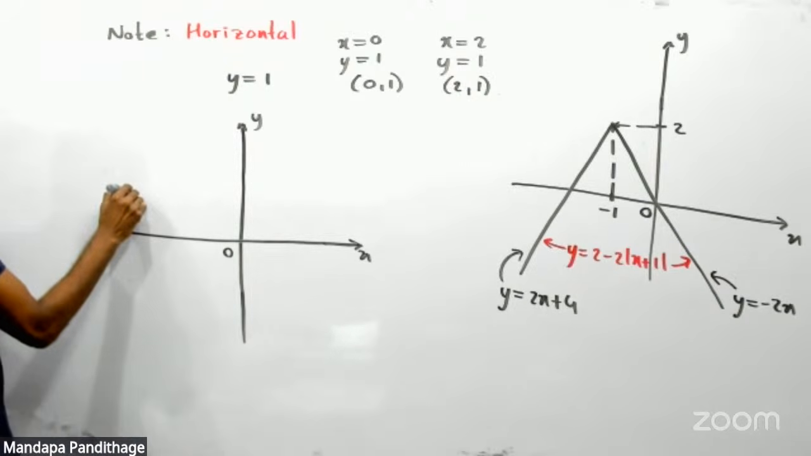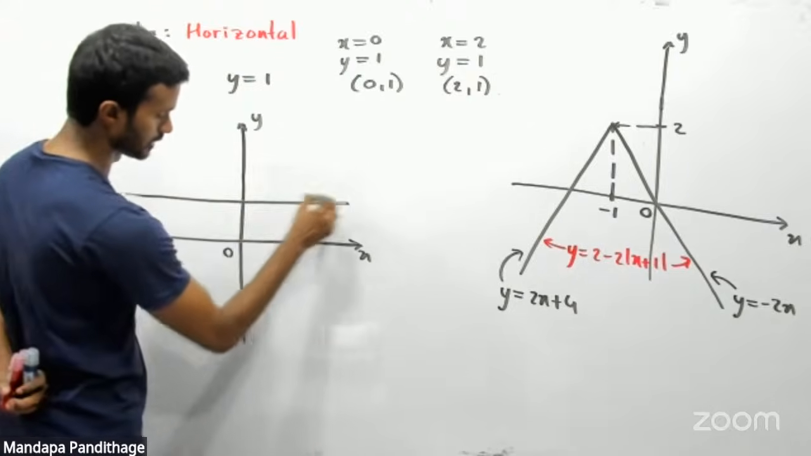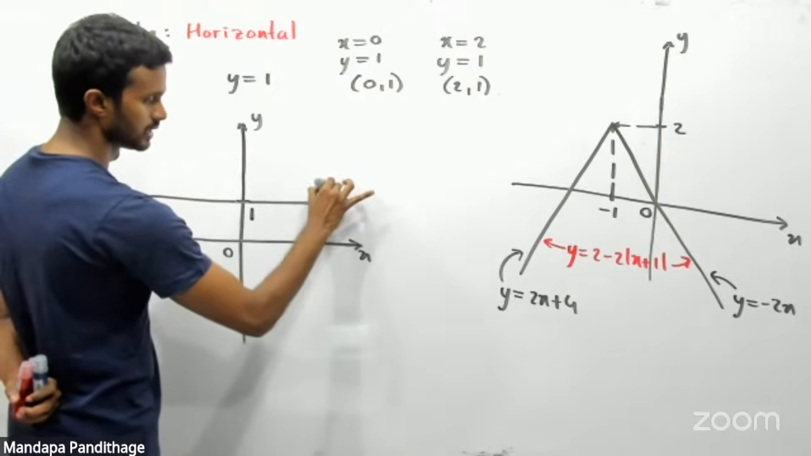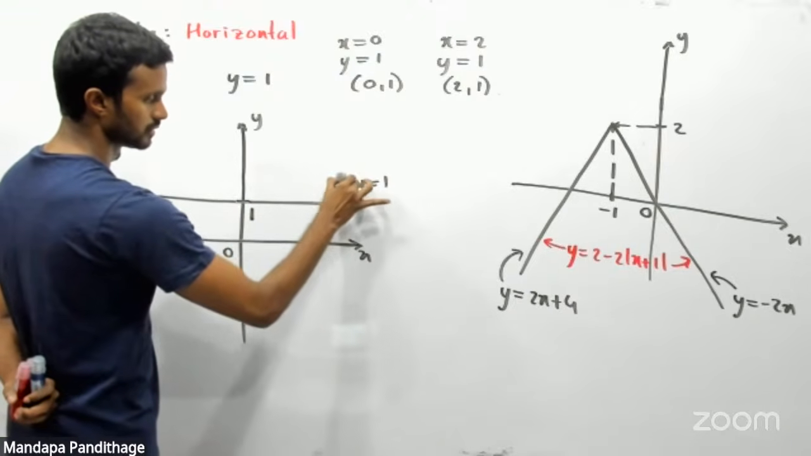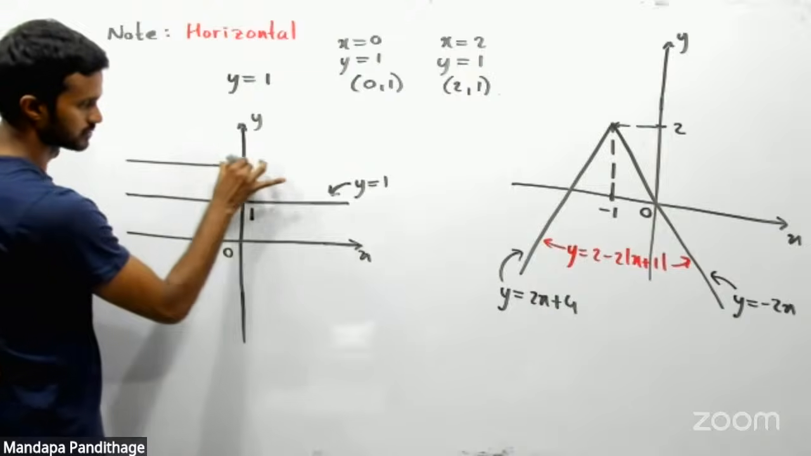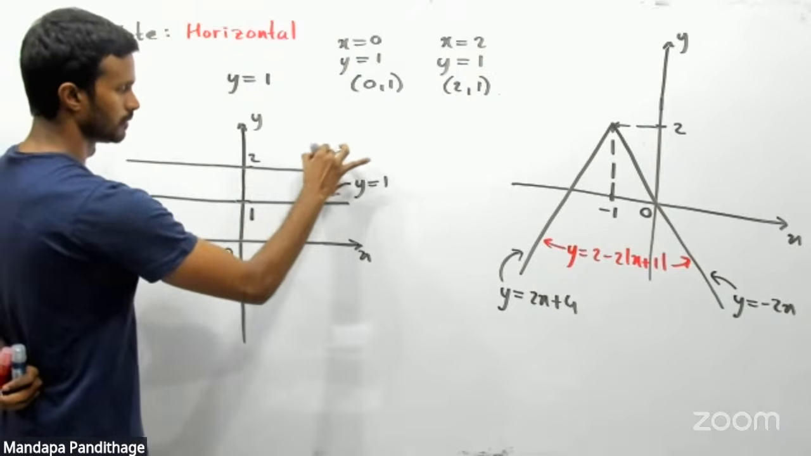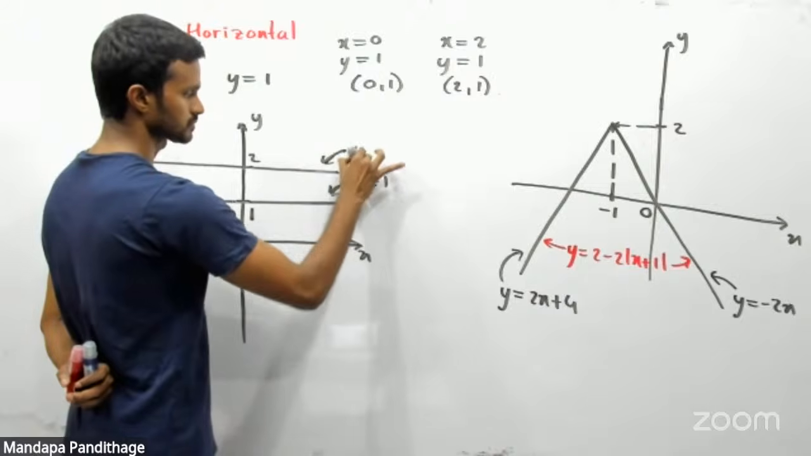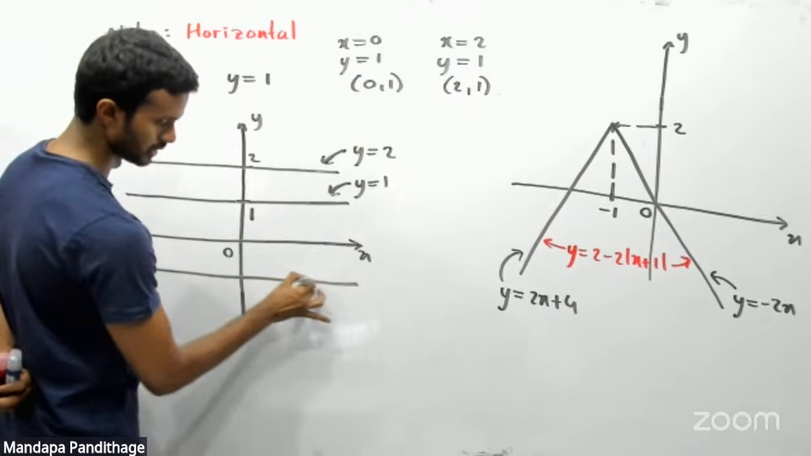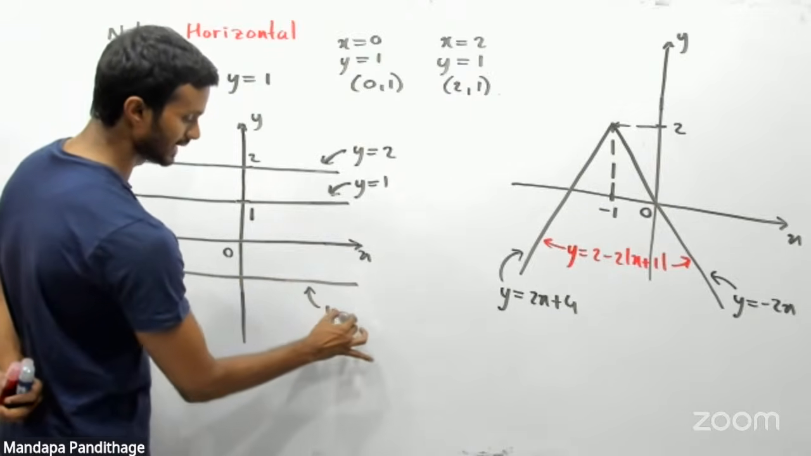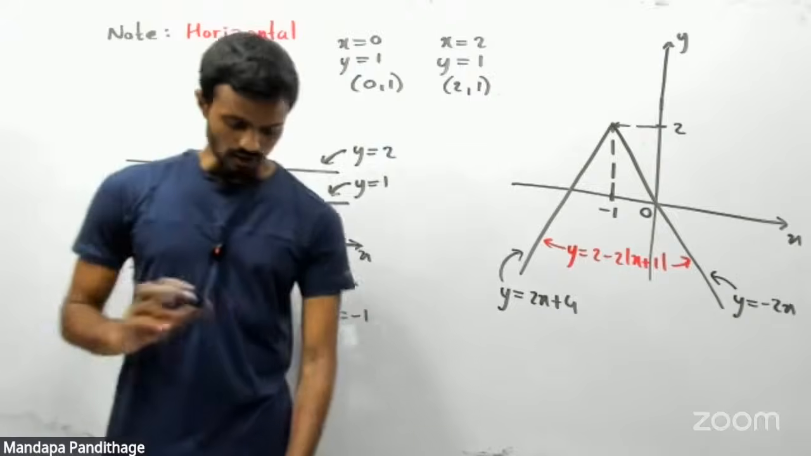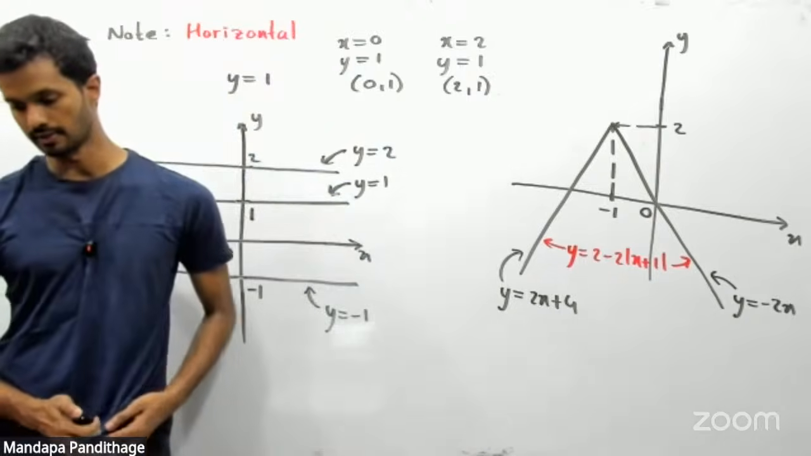So we say these graphs, y equals 1, are horizontal straight lines parallel to the x-axis. Here, this is y equals 1. And if I take another one, going through the point 2, this is y equals 2. And going from here, this is y equals minus 1. So straight lines in the format y equals k are horizontal straight lines parallel to the x-axis.